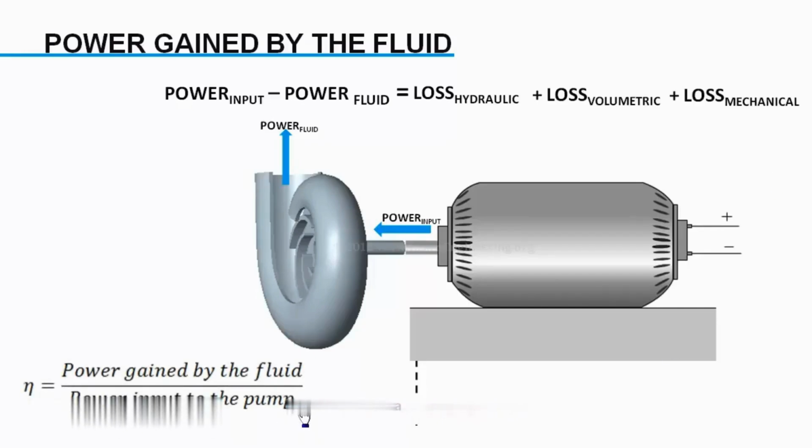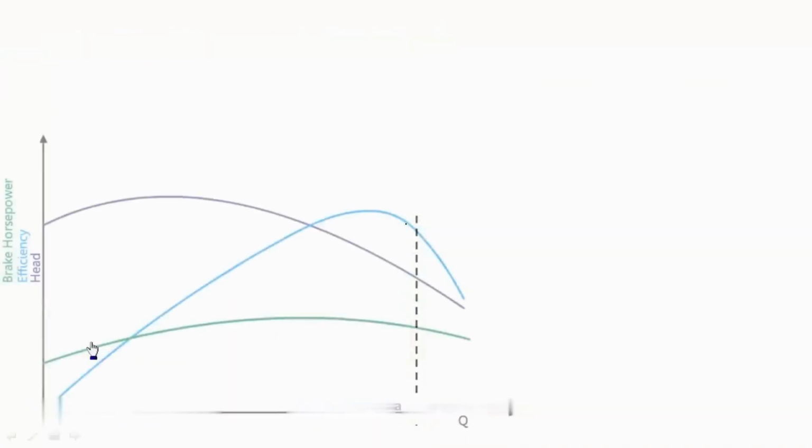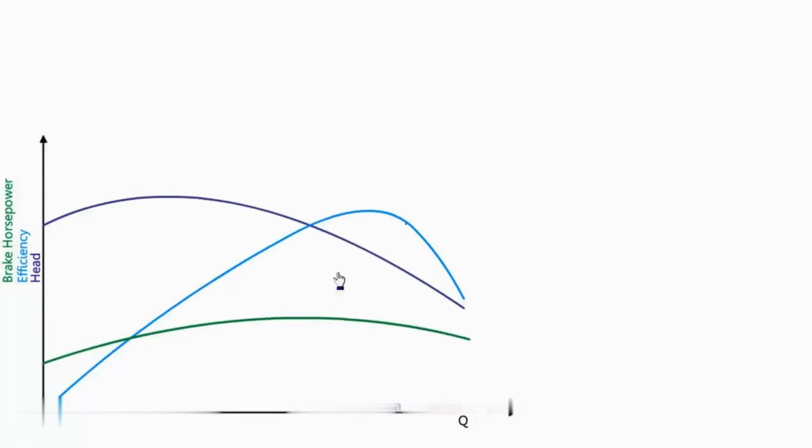For a typical centrifugal pump, efficiency will vary like this. Corresponding shaft power variation is as follows. You can note that there is an operating point in pump where efficiency is maximum. It is known as best efficiency point. It is marked on head curve here.